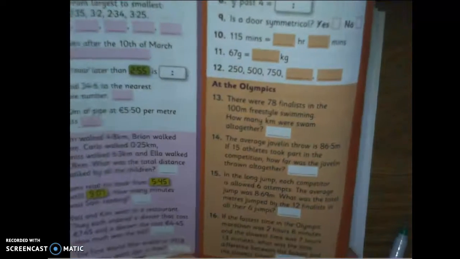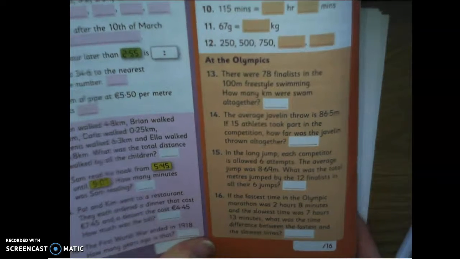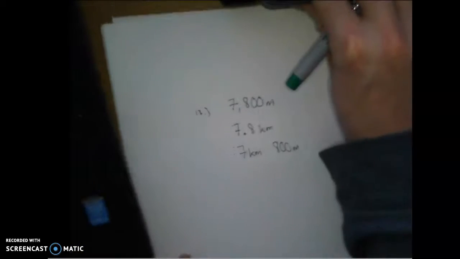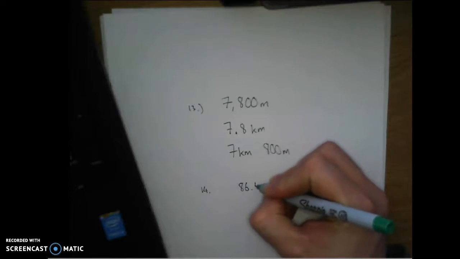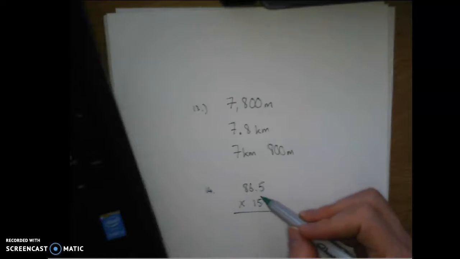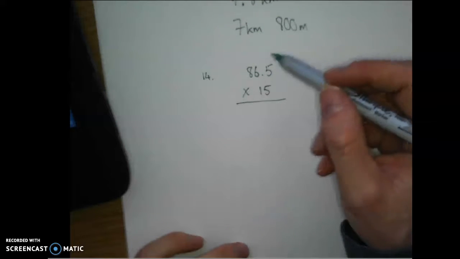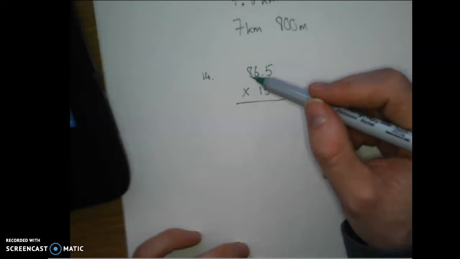Question 14. The average javelin throw is 86.5 meters. If 15 athletes took part in the competition, how far was the javelin thrown altogether using the average? So it's 86.5 multiplied by 15. This is using one of our magic zeros, so pay attention here. Just multiply them, don't worry too much about the decimal point. Just multiply it as you see it, and then we'll add in the decimal point at the end. So multiply it as if it was 865 times 15.